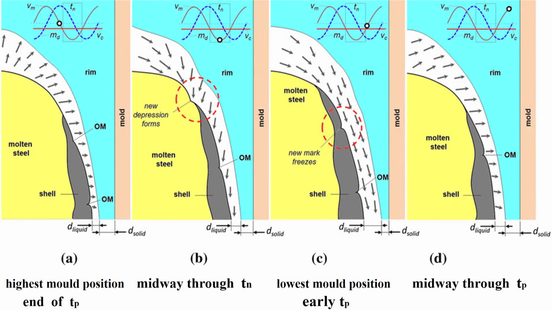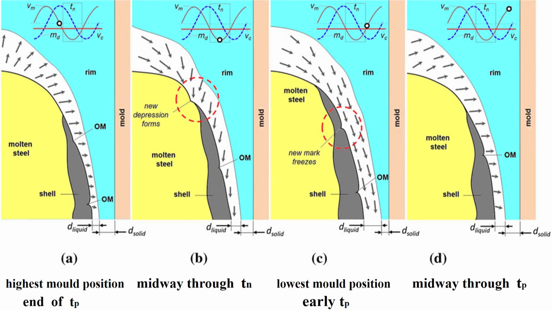So, more is the negative strip time, more is the possibility of creating larger depth, more deep oscillation marks, because you are getting more time for the generation of the marks. And if the negative strip time is more, the positive strip time proportionately will come down. So, healing time is coming down. So, the possibility of the depths getting healed up subsequently in the cycle is also relatively less. So, more is the negative strip time, deeper will be the mark depth. I think now you understand what I have been harping on.